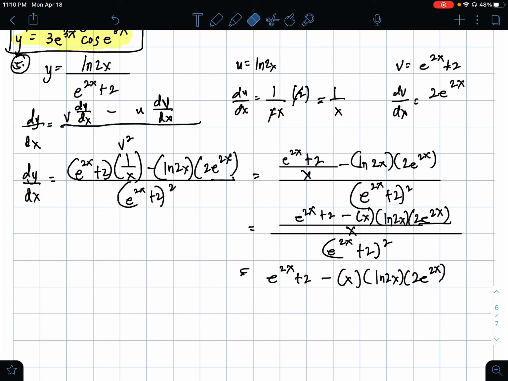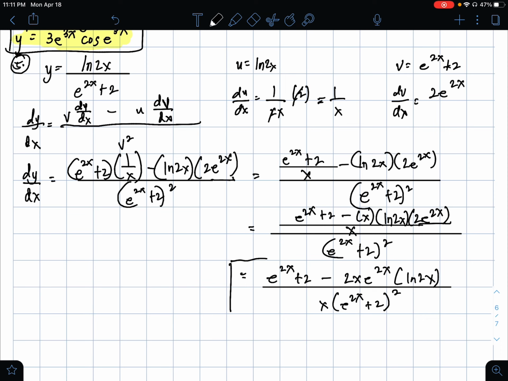Or pwede na ito inanin para mas gwapo siya tanawon, no? Combine na to si 2e2x with si x. So, 2x e2x times ln of 2x. All over, so baba na nato si x. Ngayon siya og x times e2x plus 2 squared. Alright, and this can be your final answer.